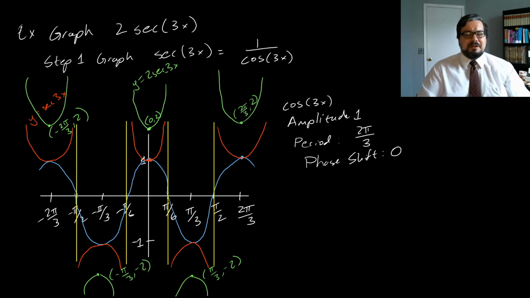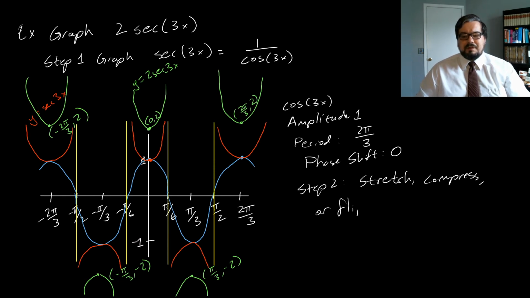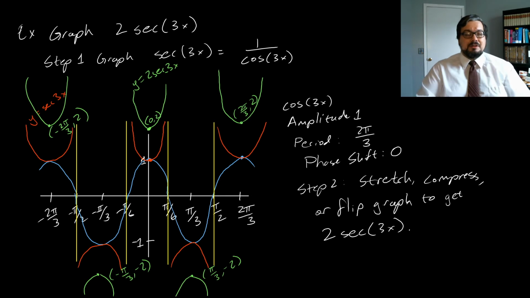So let me finish what I was writing down. Step 1, graph secant 3x, and then step 2 is to stretch, compress, or flip the graph to get, well, in this case, 2 secant 3x. And this will apply whenever you have some non-zero a in the front of your function here.